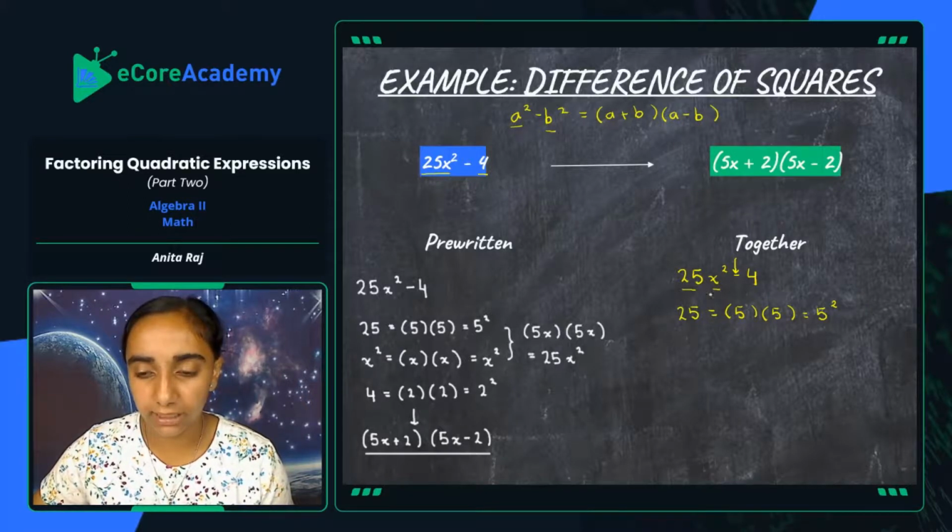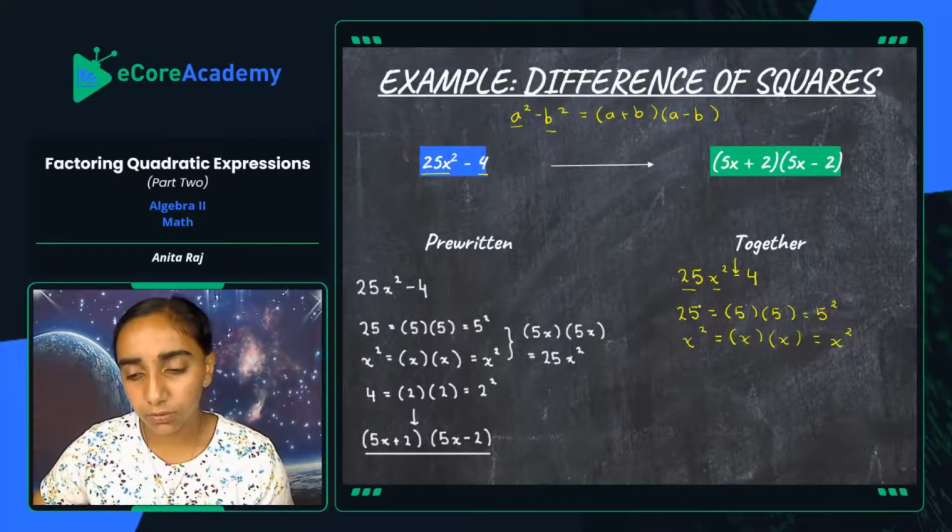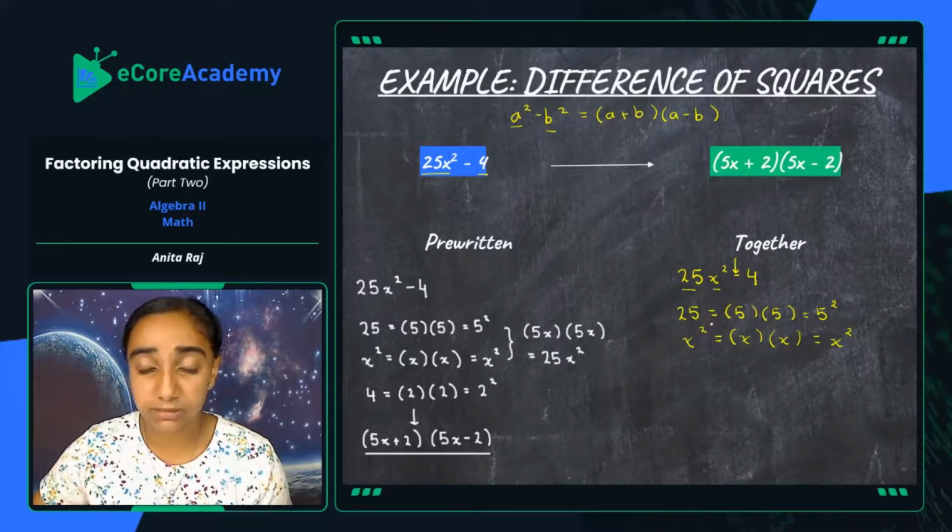How about when we look at x? Well, x squared is also a perfect square because it is equal to x times x. X times x is just equal to x squared. So we're combining this 25 and x squared to make one term, which is 25x squared. So I'm just gonna write that up here.